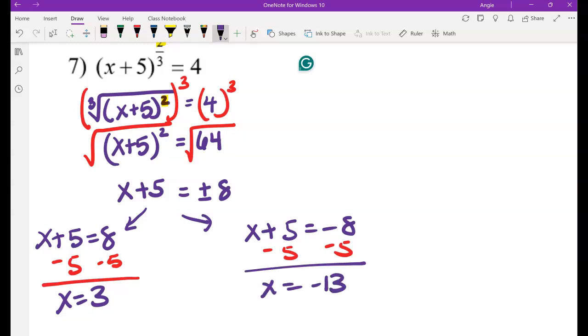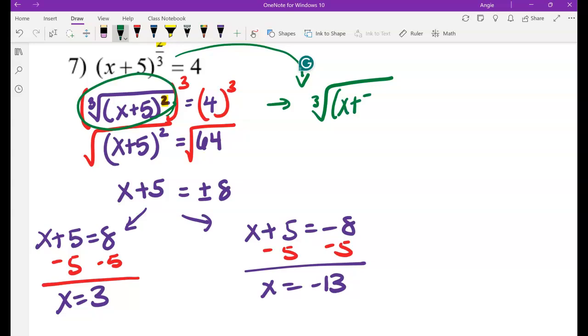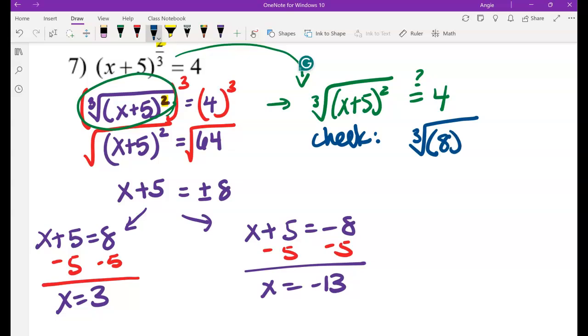But let's check it. I'm going to rewrite it. My mind works a little bit better when it's in the radical format. So I'm going to plug it in here, which is the same thing as the cube root of x plus 5 squared, question mark, equals 4. Let's check 3 first. When x is 3, is it the cube root of 3 plus 5, which is 8, squared, question mark, equals 4?